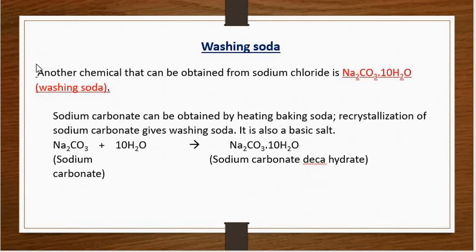Washing soda. Another chemical which is obtained from sodium chloride is washing soda or sodium carbonate decahydrate. Sodium carbonate can be obtained by heating baking soda, and after that recrystallization of sodium carbonate gives us washing soda. It is a basic salt. You are seeing on the screen, and you know in the previous slide we learned the heating effect of sodium bicarbonate, and on heating it gives us sodium carbonate. On recrystallization, we obtain crystals of sodium carbonate decahydrate or washing soda.